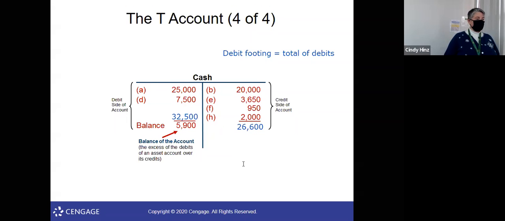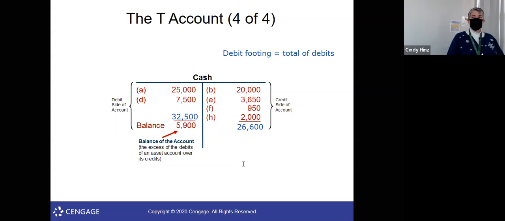So we have a debit footing, 32,500. This is the cash account. That represents the total amount that was put into the cash account during the period, right? We put $32,500 into our cash account, deposited. And we took out $26,600 from that cash account. So how much do we have left? We put in 32.5, we took out 26.6.